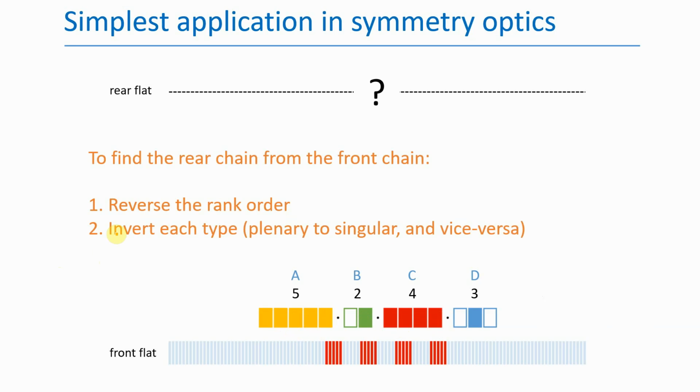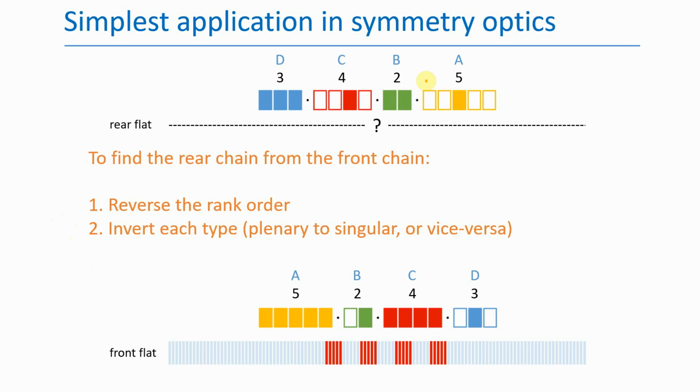In other words, change each plenary into a singular and change each singular into a plenary. Where does this rule come from? Well, if you're familiar with the fast Fourier transform algorithm, you can maybe hear echoes of it. But this rule doesn't rest on any derivation. Rather, we're going to simply posit the rule and use it because it works. In later lectures, we'll see that it's one special case of a much more general rule, but that's for later. For now, let's see how the rear flat looks in this example.